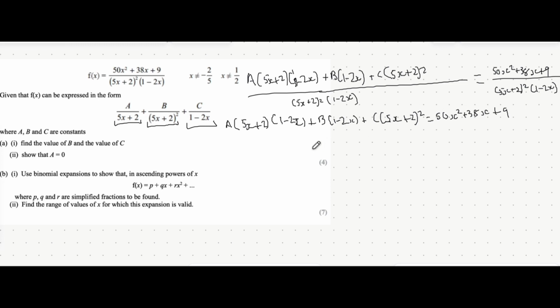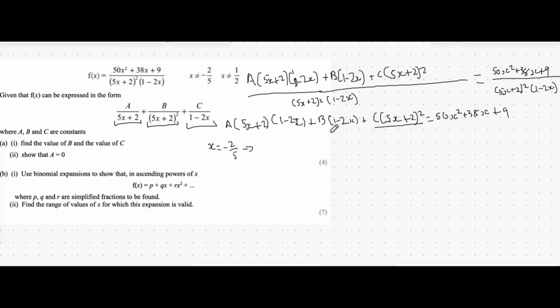We now substitute values of x into this expression in order to eliminate terms. So, for example, if you put x equals minus 2 over 5, why I chose that is, if we make this bracket equal to 0, we subtract 2 and divide both sides by 5, we get x equals minus 2 over 5, would make that bracket equal 0. Not only will it make this bracket equal 0, but also it will make this bracket equal 0, because 5 times minus 2 over 5 plus 2 is 0.